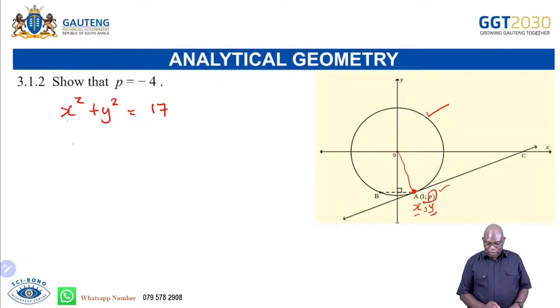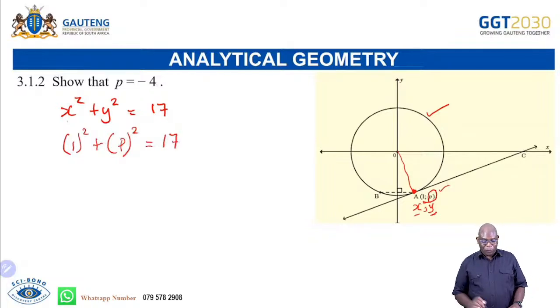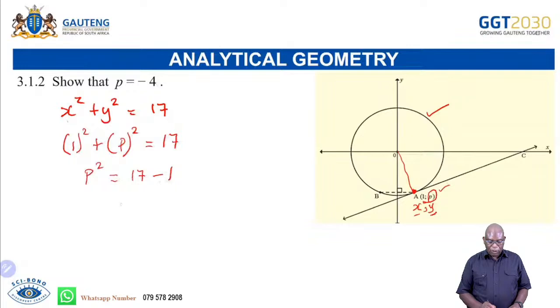So in this case, the X value is 1. The Y value is P, and this is 17. So now we can solve for P. That will be P squared. The 1 squared is 1. Transpose it, 17 minus 1, which is 16. So this is P squared. What do I need? I need the value of P, so I need the square root of this. So the square root of 16, plus or minus. So the P value will be -4, or the other one will be +4.